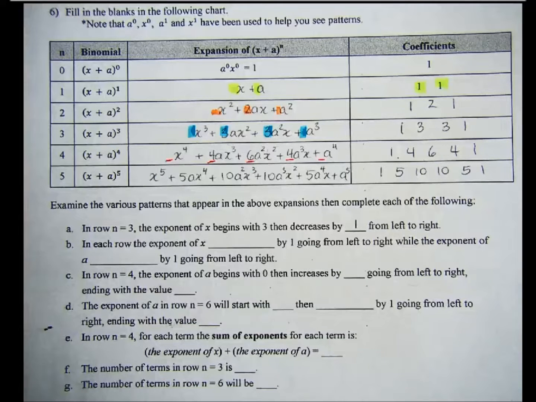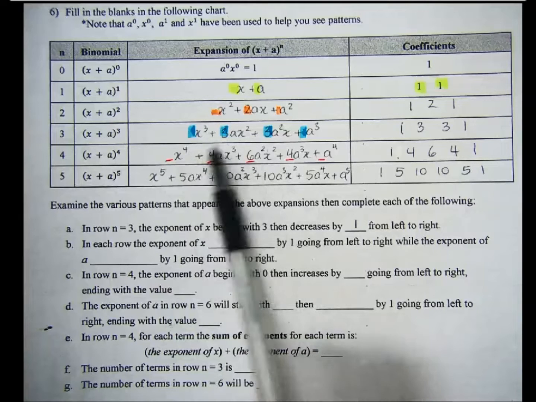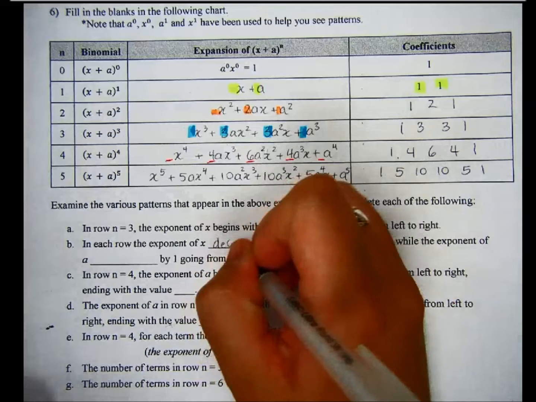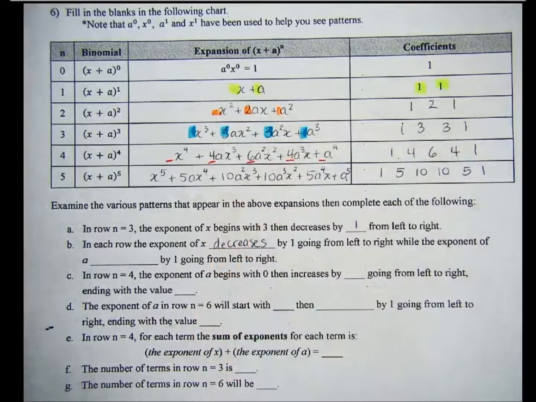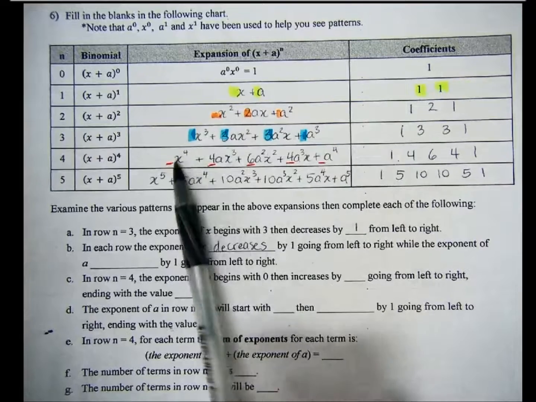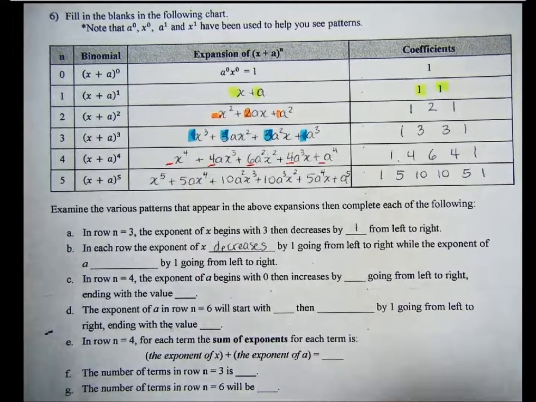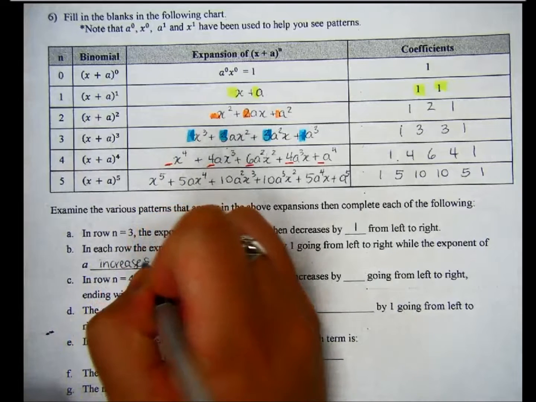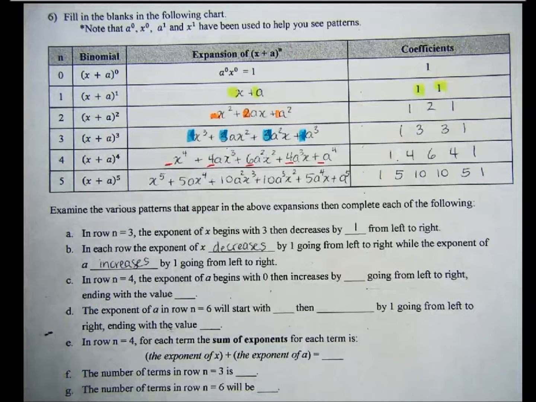In each row, does the exponent of x increase or decrease? Well, x to the 4, x cubed, x squared, x to the 1, you can see that it decreases by 1 going from left to right, while the exponent of a, a to the 0, a to the 1, a squared, a cubed, a to the 4, increases by 1 going from left to right.